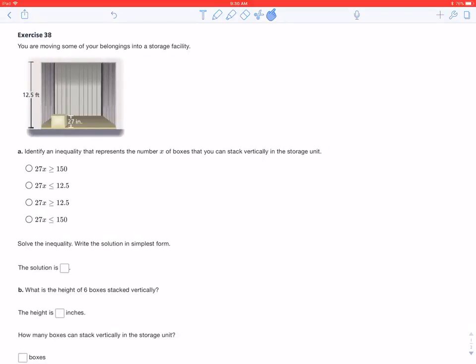Okay, exercise 38. Exercise 38 says you are moving some of your belongings into a storage facility. Identify an inequality that represents the number x of boxes that you can stack vertically in the storage unit. The information that I have is a picture. I see that one box is 27 inches, and the height of the storage unit is 12.5 feet. And just seeing that one is in feet and the other is in inches tells me that I need to do something. I need to turn them both into either feet or both into inches.